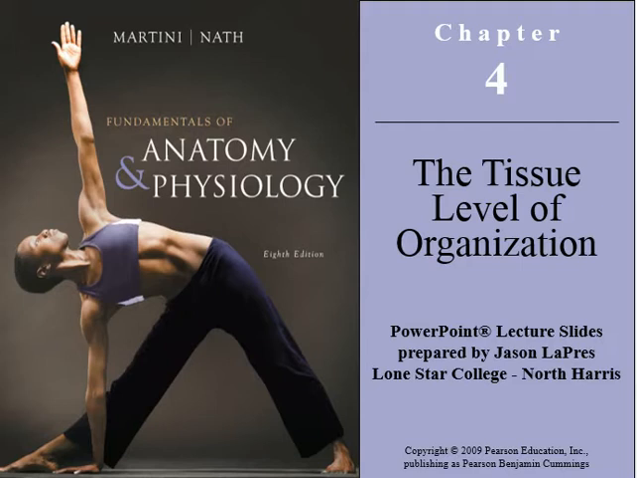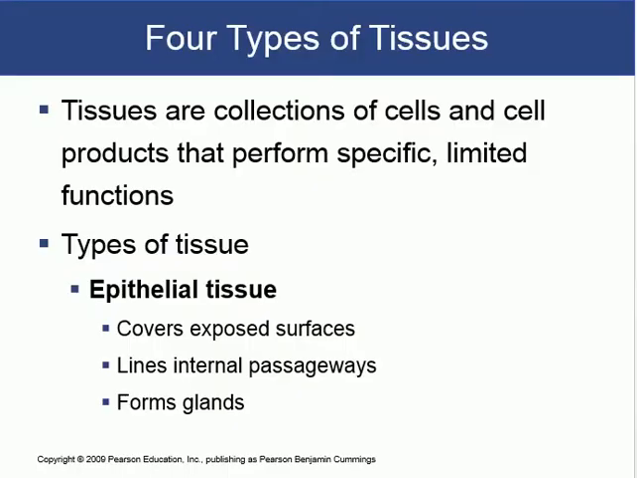So tissue. When you put cells together, as we mentioned in the very beginning, a collection of cells that perform a specific limited function together will make tissues. And we have different types of tissues, depending on the cells and other things. The tissues can be epithelial. Epithelial means covered, exposed surfaces.